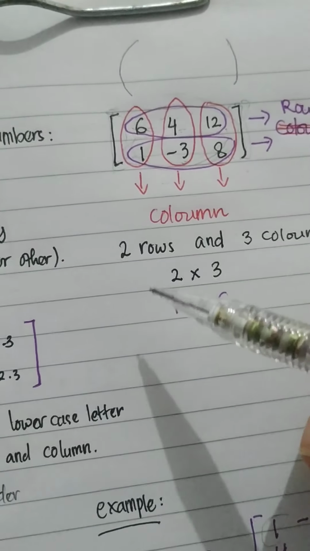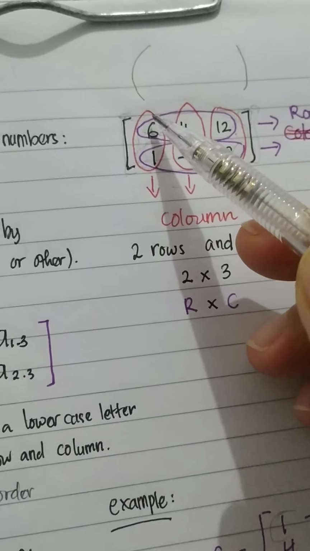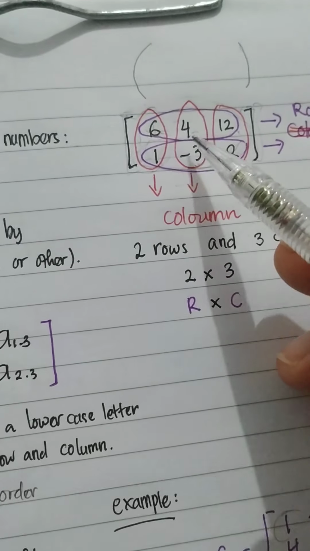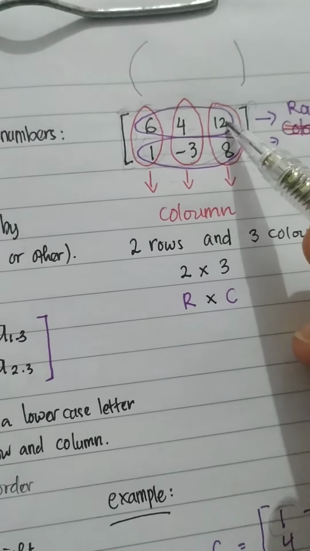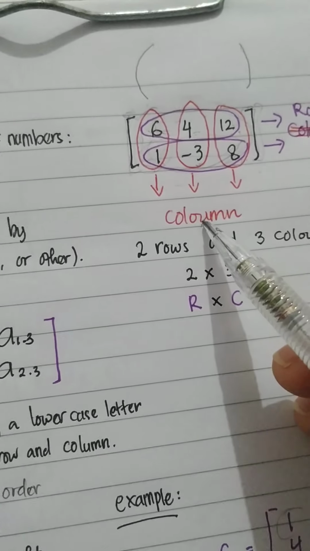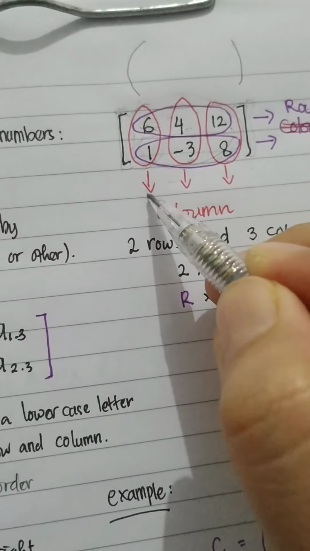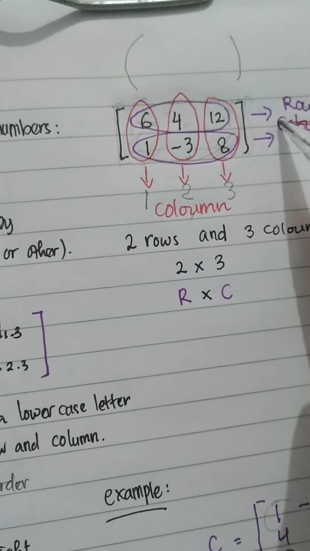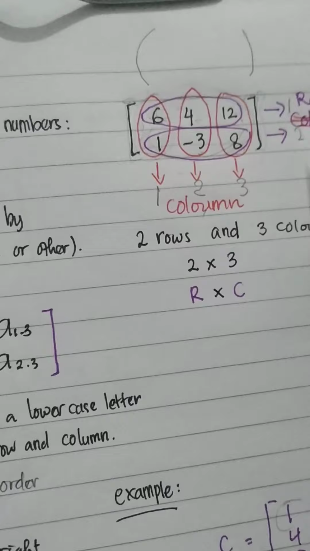Then how about the column? Column is 6 and 1, as I make here in the red line. 4, -3, 12, and 8. That's the column. We can state that this is the first column, second column, third column, and then this one is the first and the second row.